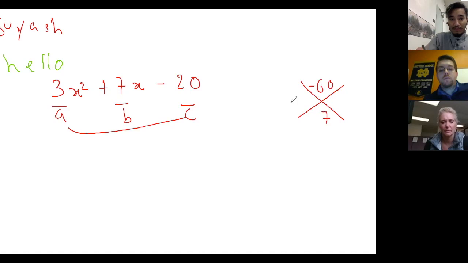So this is the first step. We multiply the A and C terms. We get a negative 60. And we put the B term at the bottom. That's the first step.